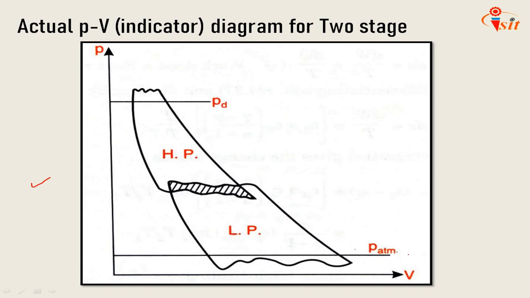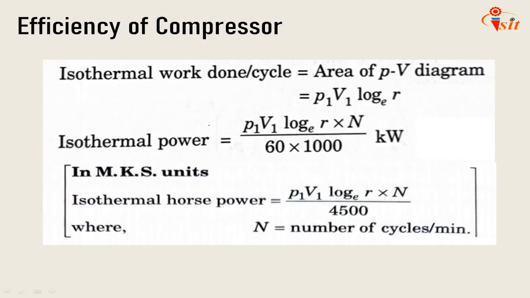Now here is the pressure level, atmospheric pressure here, and here the disc pressure, or the pressure drop is there. So that is the actual indicator diagram for the two stage. Now next is efficiency of compressor.